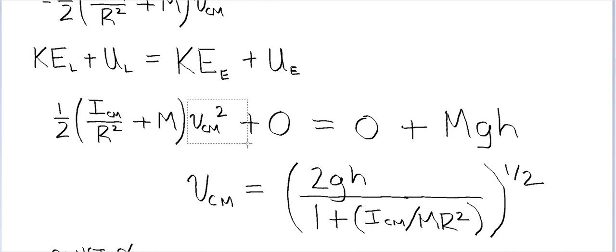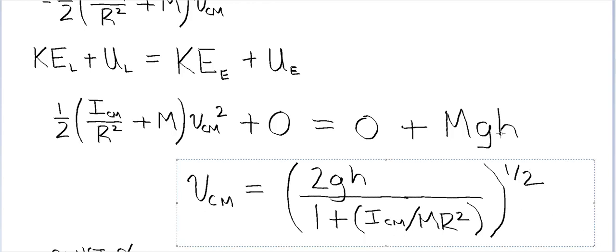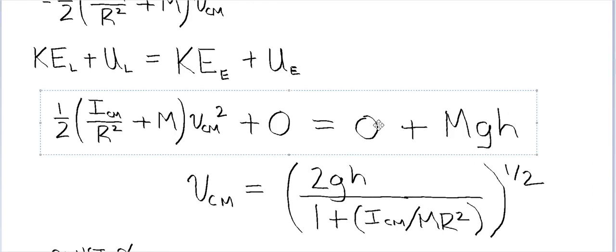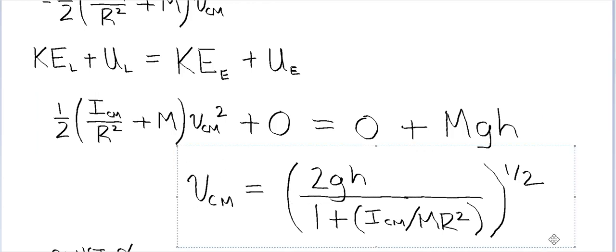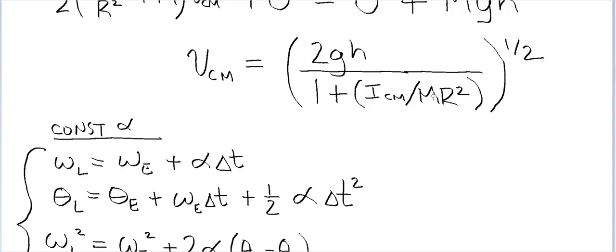And so I'll leave this as an exercise for you that you can solve this for the center of mass speed at the bottom, multiply across by 2, and you get 2mgh, divide by quantity ICM over r squared plus m, and then square root, and then divide top and bottom of the numerator and the denominator by m, and you'll get to this. So convince yourself that you can go from here to here. And I'd pause the video and make sure you can do that.